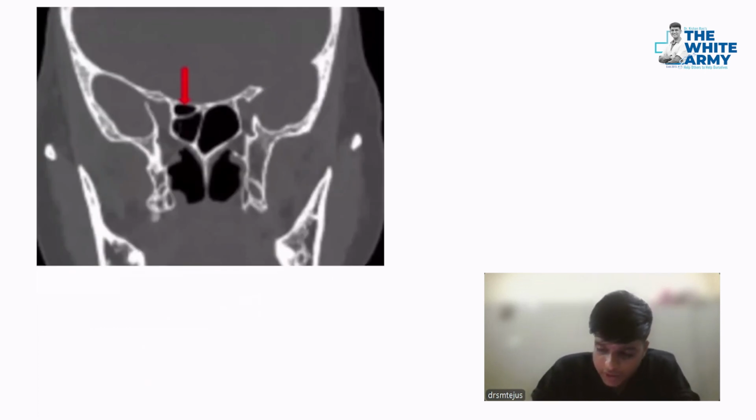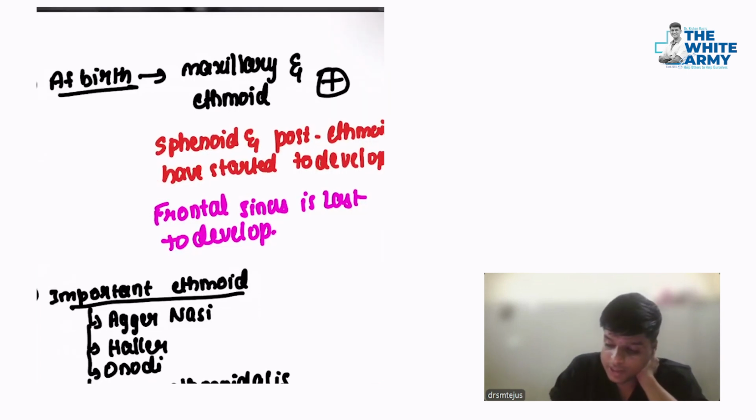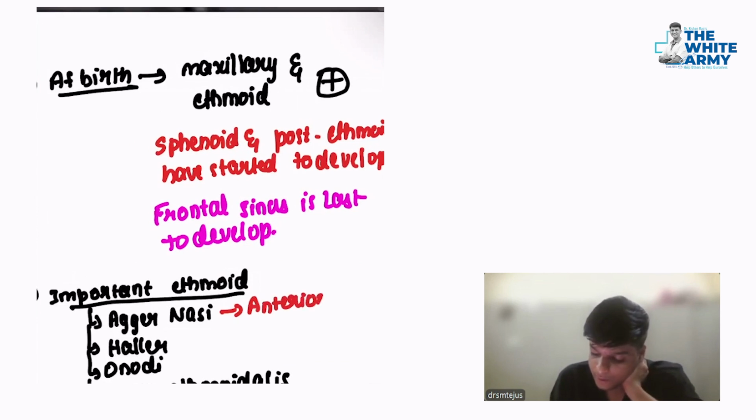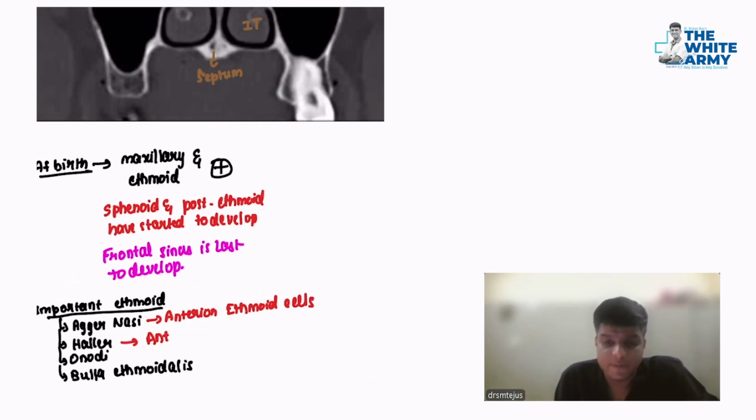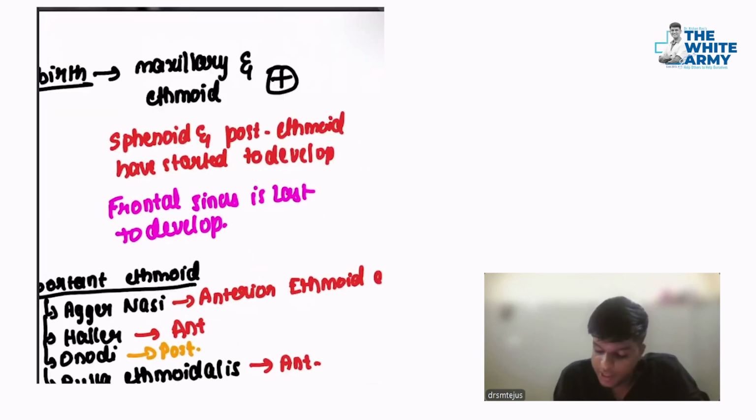First, we need to discuss the Onodi cell. How to identify the Onodi cell? The Onodi cell is present posteriorly. It's a part of the posterior ethmoidal cells. Coming back, all these others are anterior ethmoidal cells. Whatever I discussed, Agger nasi is an anterior ethmoidal cell. So is Haller cell, and so is Bulla ethmoidalis. These are anterior ethmoidal cells. But only the Onodi cell is a posterior ethmoidal air cell.